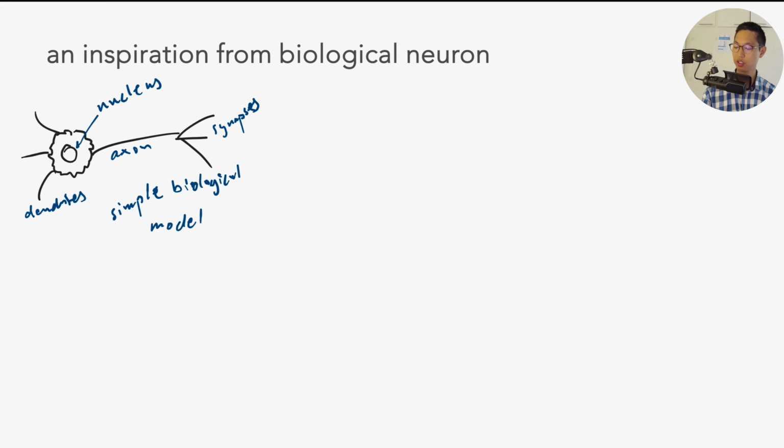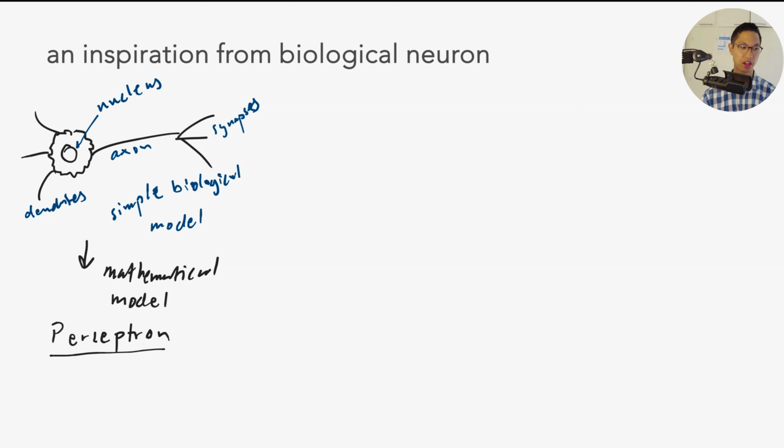All models are wrong, but some are useful. This is just a simple biological model of the real biological neuron. Based on this biological model, since we have simplified it so much, we can look into how to model this with mathematics. To turn this into a mathematical model, we have something called the perceptron.